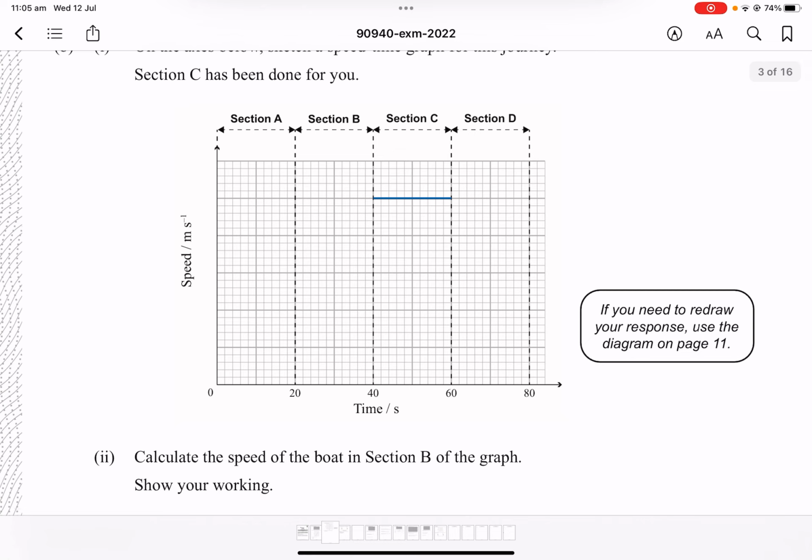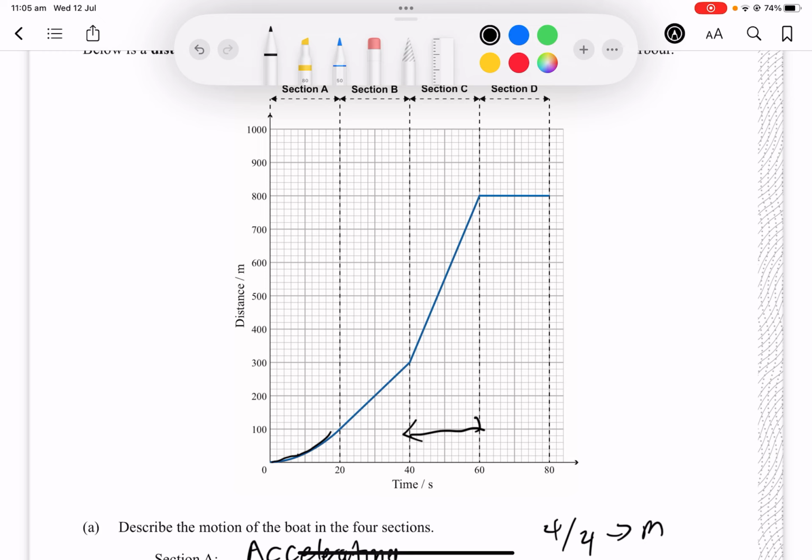For section C, we're going to look at between 40 and 60 seconds, so this part here. We've traveled a distance of 800 minus 300 meters. So distance traveled is equal to 800 minus 300, which is 500 meters. And we've traveled this in exactly 20 seconds. So the velocity is equal to the distance over the time. So that's 500 divided by 20, which is equal to 25 meters per second.